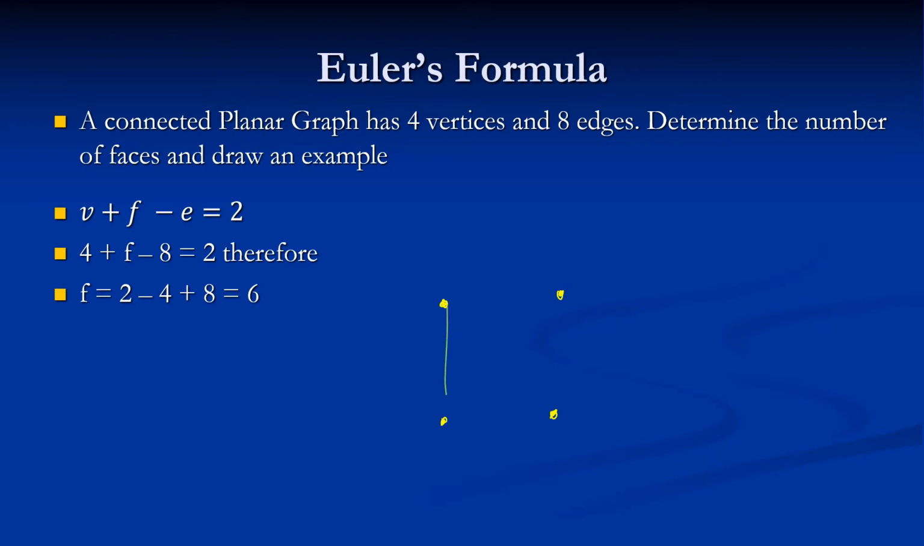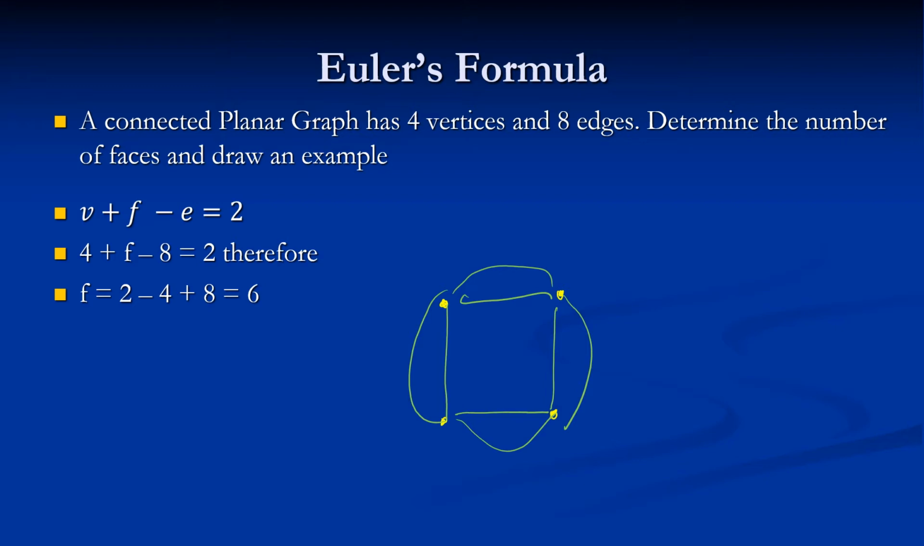So 1, 2, 3, 4, and I've got to draw another, how many edges? Another 4 edges. So 5, 6, 7, 8, and I've got to determine the number of faces to make this fulfill Euler's formula. I can tell straight away that I've got too many faces to do this, so what I'm going to do is draw it across there so my lines do not cross. So let's see if this works now.